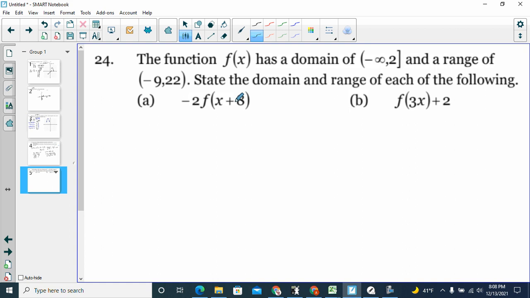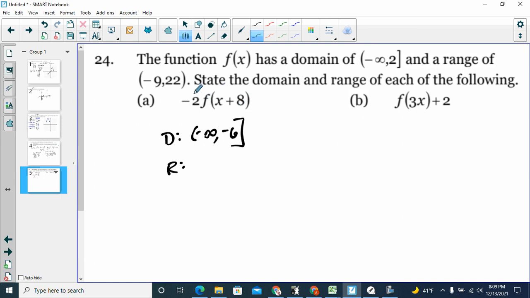So we're going to take the x values and subtract 8. So subtracting 8 from the x's, that's going to affect my domain. So I subtract 8 from both endpoints of my domain. So negative infinity minus 8 is still negative infinity. And 2 minus 8 gives me negative 6. Because this was a bracket, it still is a bracket.